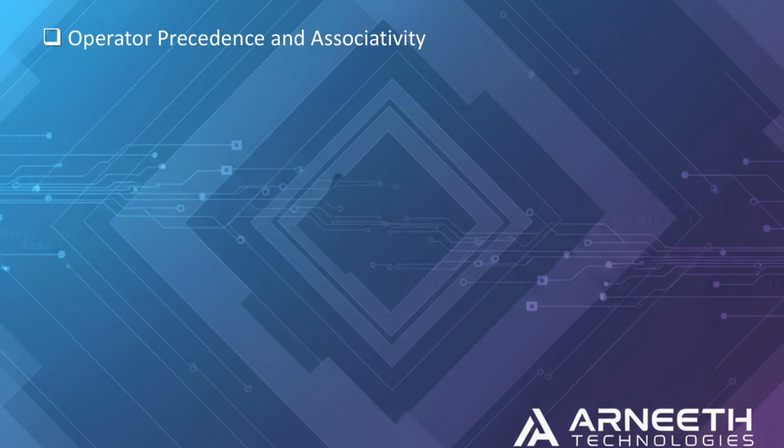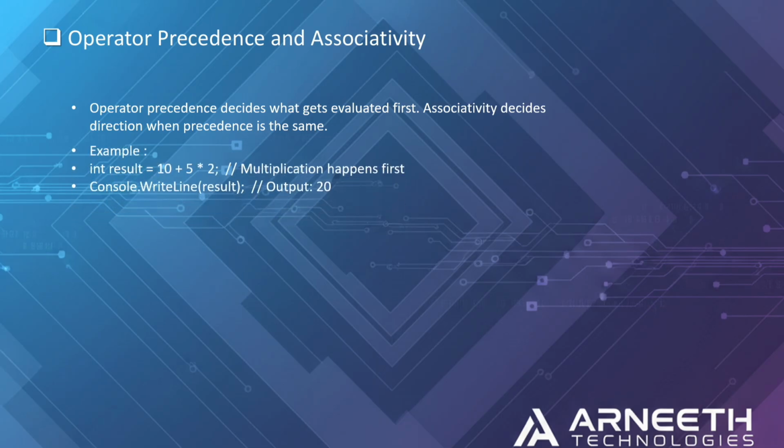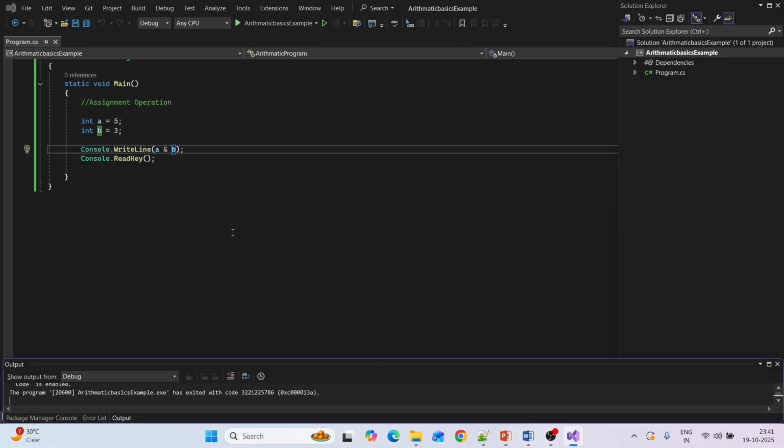The next slide says operator precedence and associativity. Basically, operator precedence decides what gets evaluated first, and associativity decides the direction when precedence is the same. For example, int 10 plus 5 into 2: multiplication happens first. As we learned in the 10th class, like the bottommost formula. Here we can see an example of how it works.